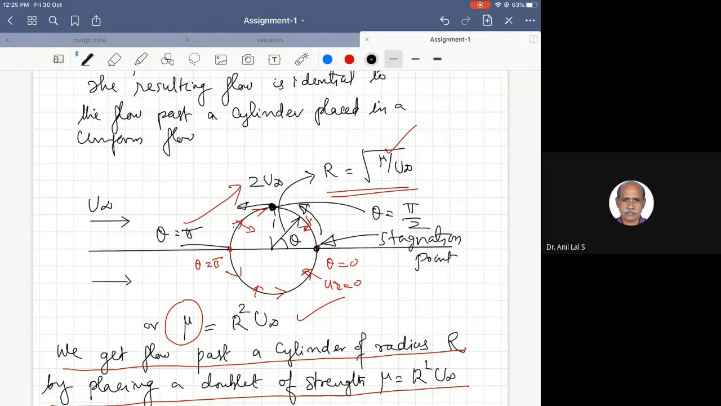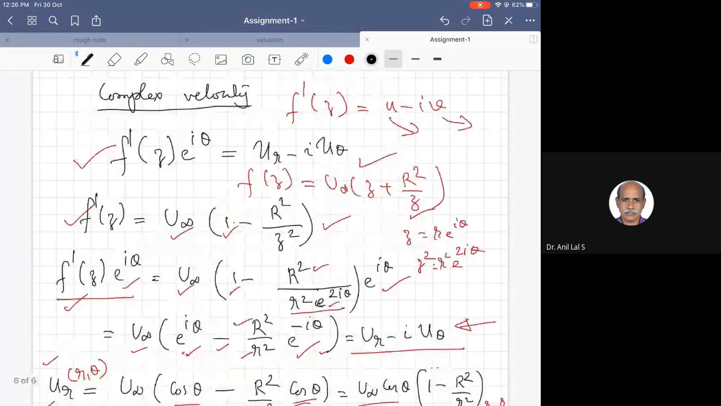So what do you mean by minus 2 u infinity sin theta? That means the velocity is like this. Because the free stream is coming like this, it moves like that, and here you will get this 2u infinity. The magnitude of velocity is 2u infinity, but from the tangential point of view, it is minus 2u infinity. Right? That's also clear.